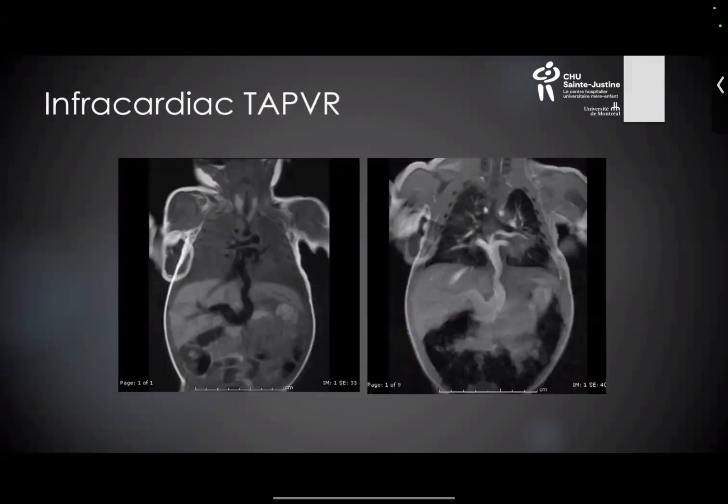In those 2 cases, it was infracardiac TAPVR, so it's total anomalous pulmonary venous return, where the blood flow can go a bit everywhere, but usually the infracardiac are stenotic, and they can lead to pulmonary edema. This is important to diagnose because usually those babies have to be operated on really soon, because the prostaglandin that they give them doesn't work for that, so they have to relieve the obstruction.